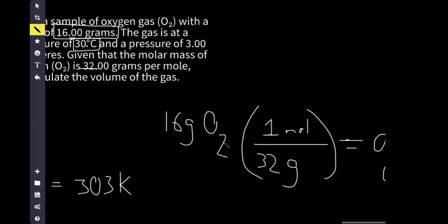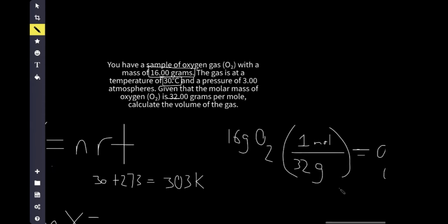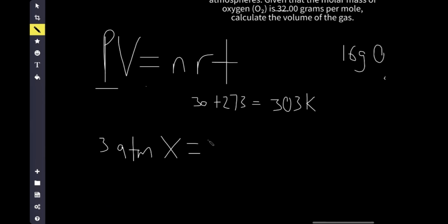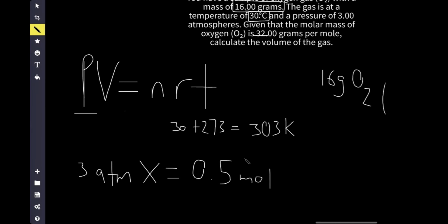And this kind of makes sense. If we have 32 grams for 1 mole, well, if we have half the amount of oxygen gas, half the amount of weight, we're going to have half the amount of moles. You see how as the grams decreased by a factor of 2, the amount of moles we have decreased by a factor of 2. So now we have our moles of oxygen gas, so 0.5 moles of oxygen gas. I'll just write 0.5 moles.